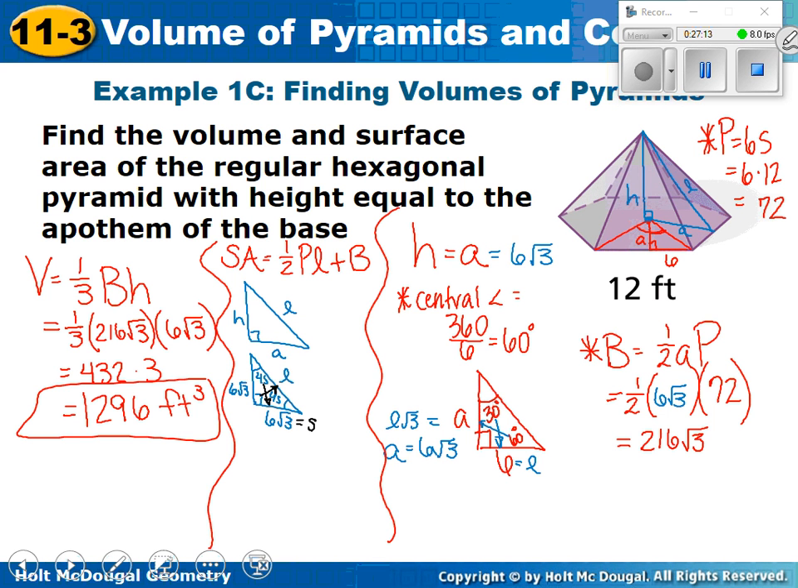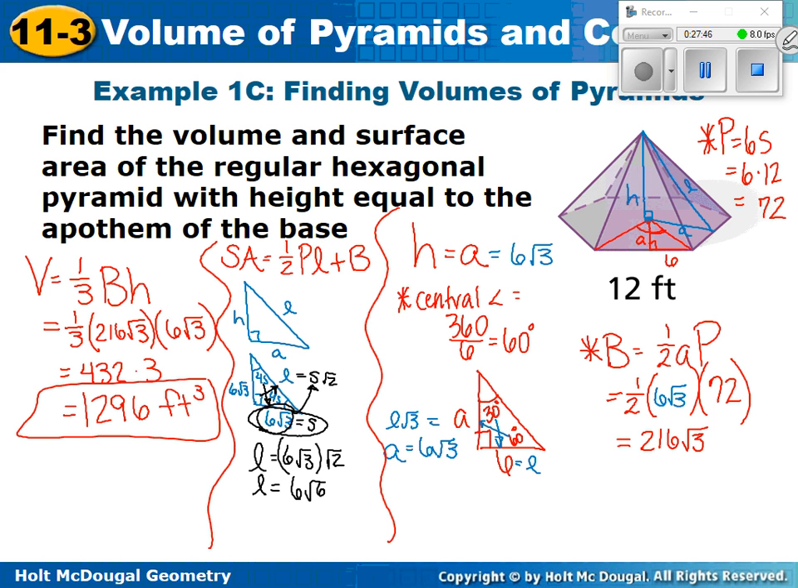S square roots of 2. We normally would say L square roots of 2, but I don't want you to mess that up with the L that's already in your problem. So if S is 6 square roots of 3, let's plug that in. L is going to be 6 square roots of 3 times the square root of 2. What does that give us? Exactly, Christian. 6 square roots of 6. That is our slant height.